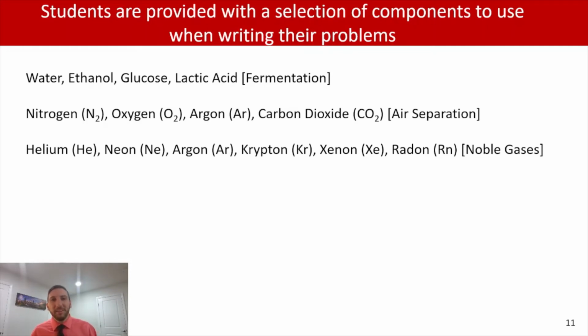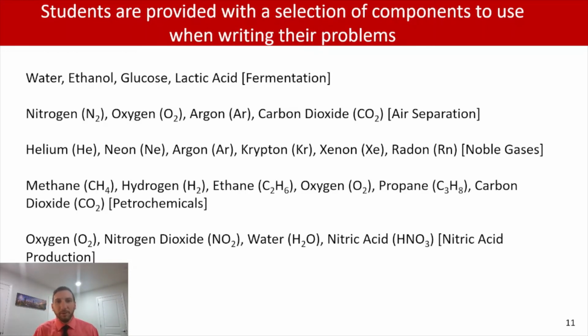And finally, within these examples I've given, they've also got petrochemical production, so your alkanes plus water, carbon dioxide, oxygen. And then also, I thought as another fun one, we'd have a chemical synthesis set of chemicals for nitric acid production. So if there are students that are curious how you make nitric acid, they can look into that a little bit to understand the process and better help them when writing their problem statement.